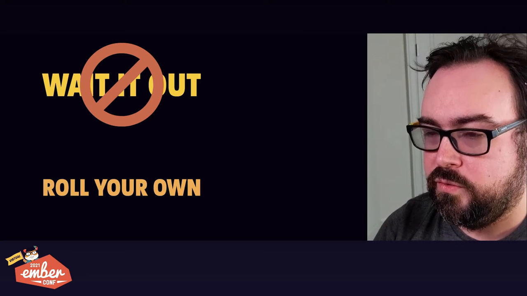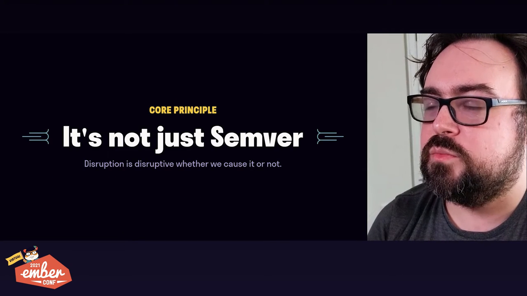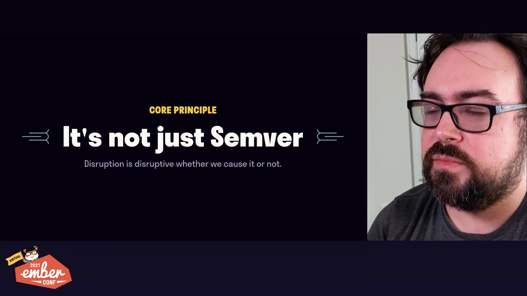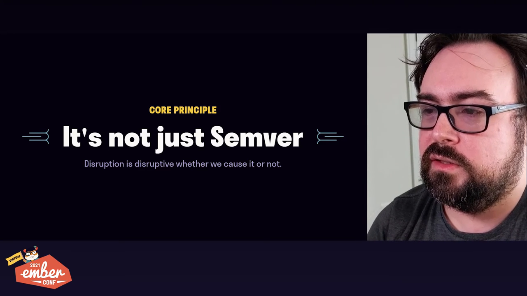But on the other hand, rolling your own is also not okay. It's not okay for Ember applications to have to manage their own transition off of Bower, or off of Grunt, or off of whatever. But why couldn't we just say that this problem was out of scope? That it was something that Ember was just not going to handle?